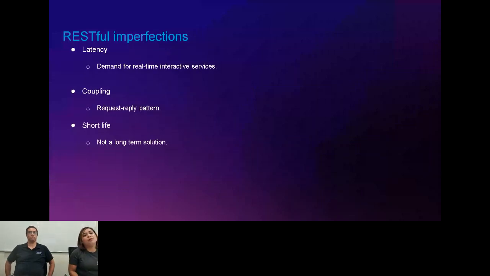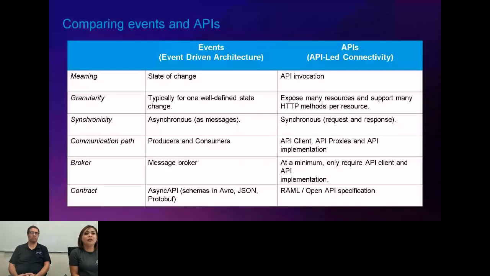So just to compare events and APIs: events mean a state change, whereas APIs work through API invocation. An event type is typically for one well-defined state change, whereas an API can expose many resources and support many HTTP methods per resource. Thus, an API is more akin to a group of event types than a single event type. In events, we've got a concept of producers and consumers, also publishers and subscribers, whereas with APIs, we've got API client, API proxies, and API implementation. Events are asynchronous, APIs are synchronous.